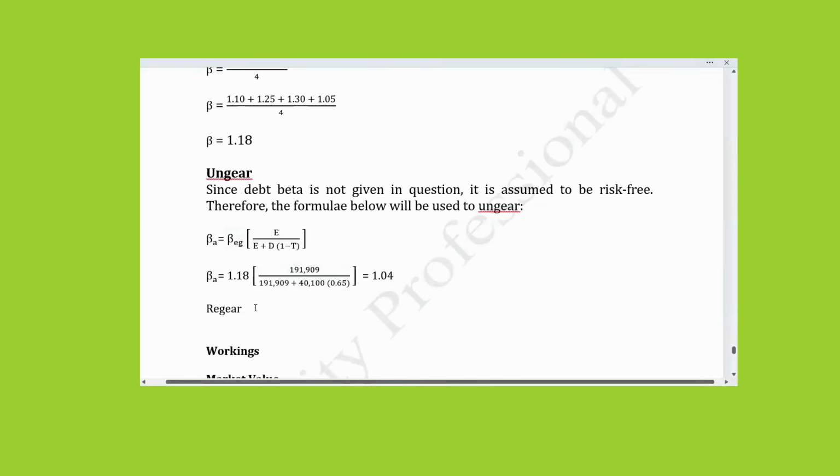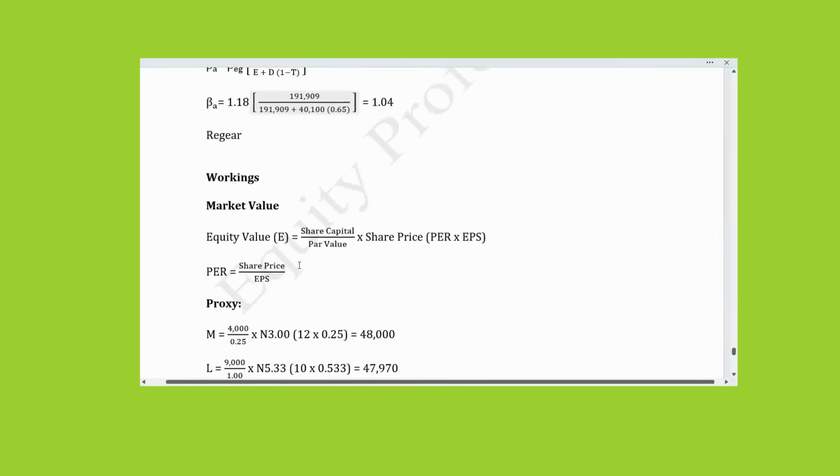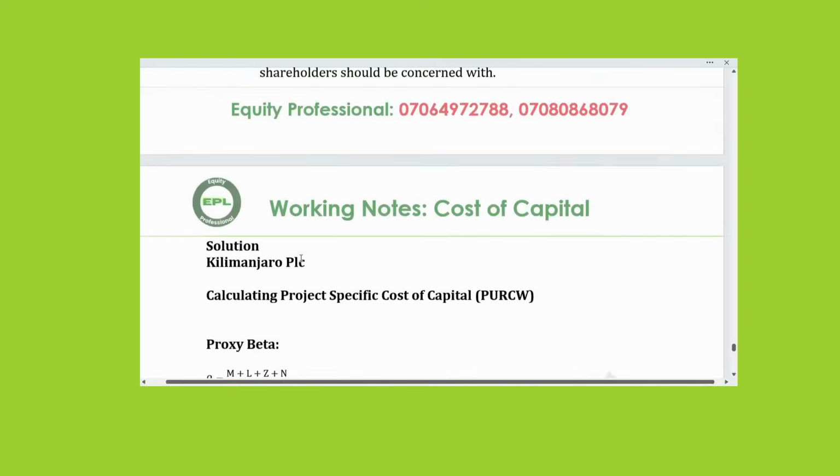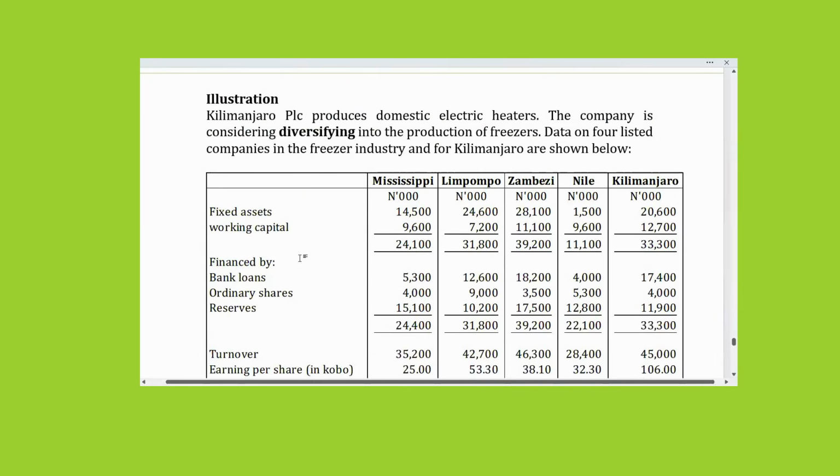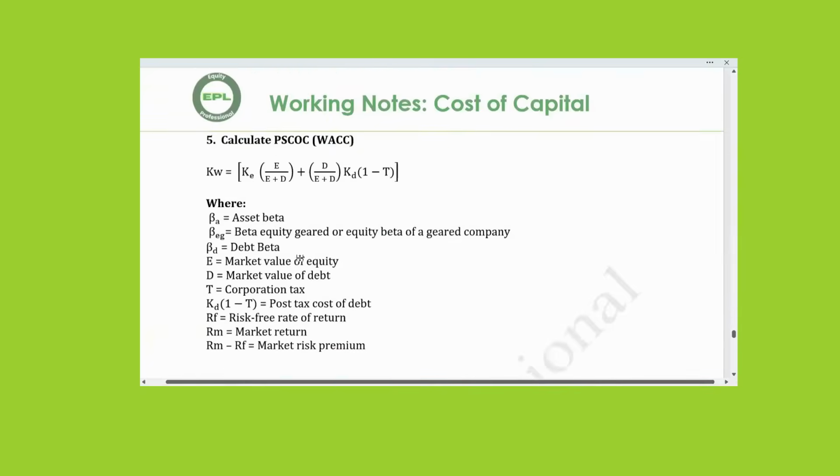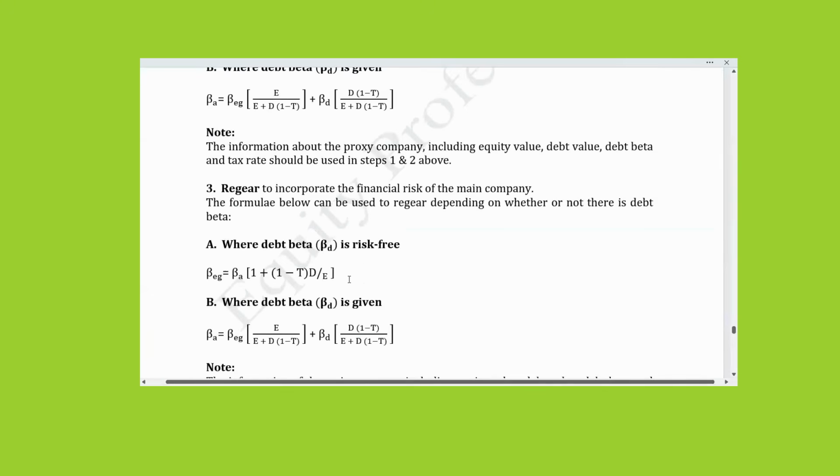So the next thing we need to do now, we have ungeared in step 2 using the information of the proxy company. The next thing we need to do is to then regear. So again, debt beta is not given. Therefore, to regear, we use, let me copy from here. All right. So this is the formula to regear.